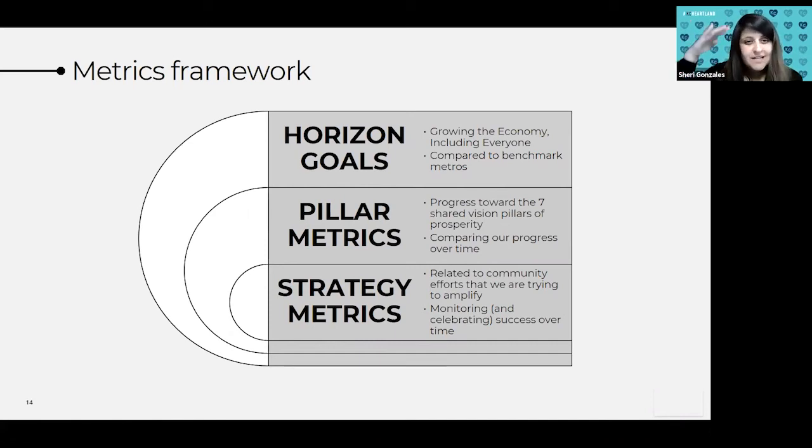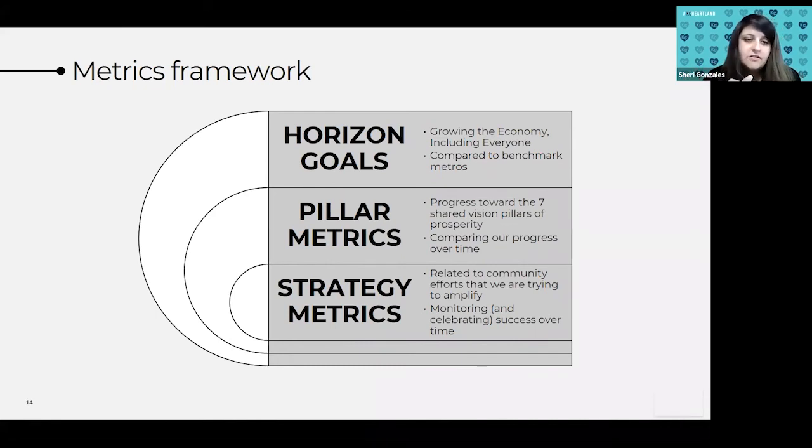And then you sort of go down in tiers and it gets closer to the neighborhood level. So pillar metrics go back to those 7 pillars, similar to the Sustainable Development Goals. Those each have an icon, a description, and then a measure. And then strategy level metrics get to sort of at the neighborhood level, what are we doing about it?